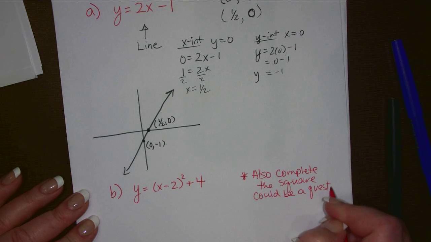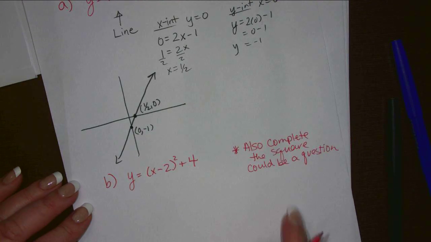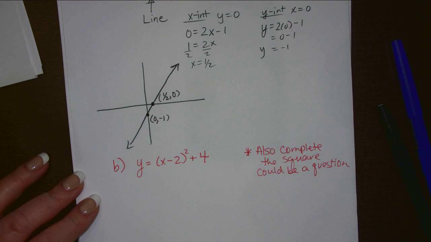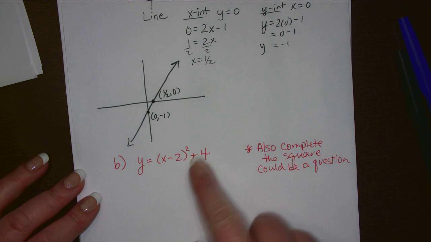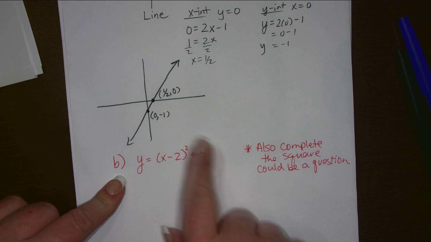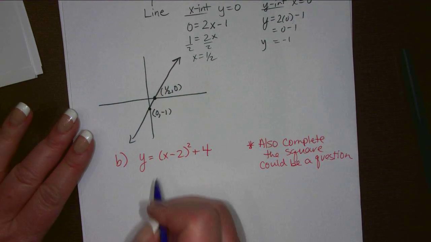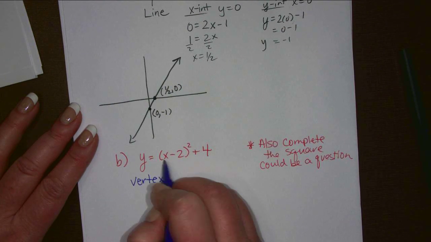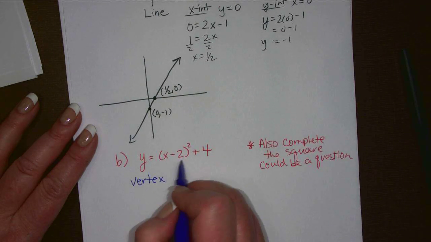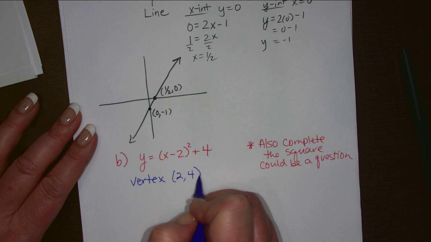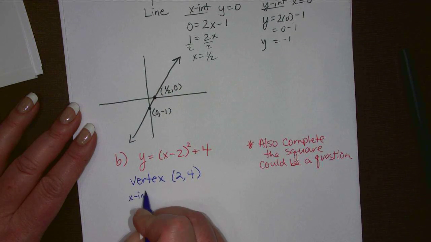So I just put also complete the square. So you could be asked to complete the square on a quadratic with or without the graph. You just complete the square, which would be putting it in this form. But for this one, what we need for a parabola is the vertex, which we can just read off as +2, whatever makes this 0, and 4. We need the x-intercepts. That's where y equals 0.